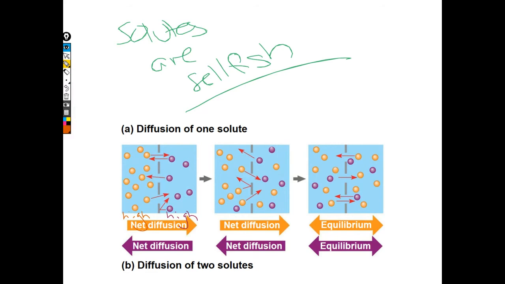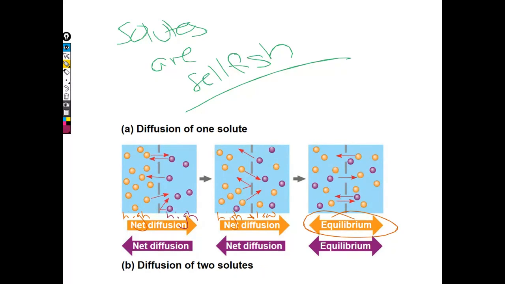Right? So my orange stuff is going to go from high to low until it reaches equilibrium. Okay, then I'm going to go all the way back to the beginning and say, okay, what is my purple stuff going to do? And ignore everything I just said about the orange stuff because none of it matters now.